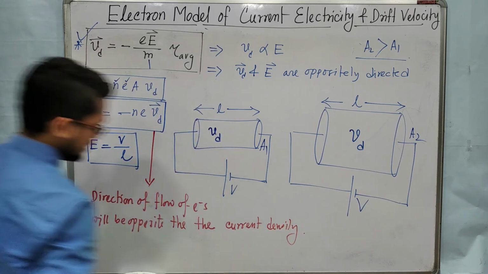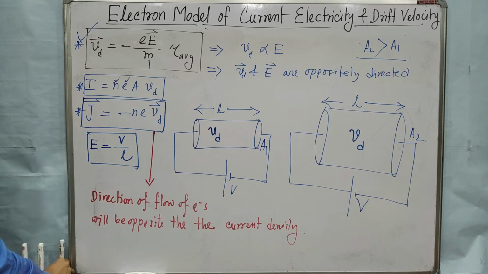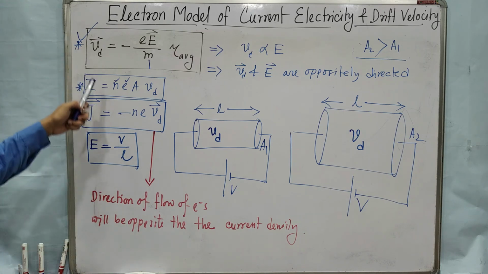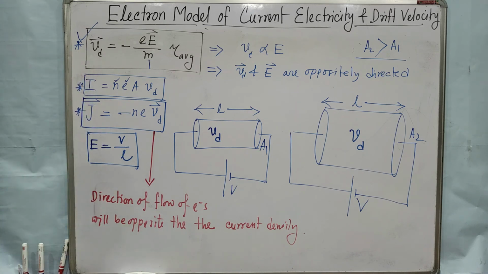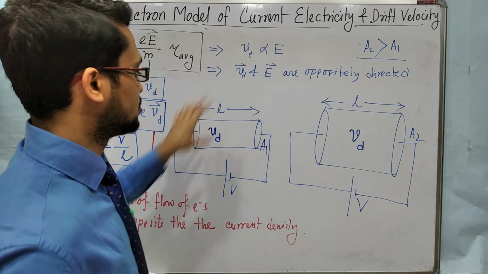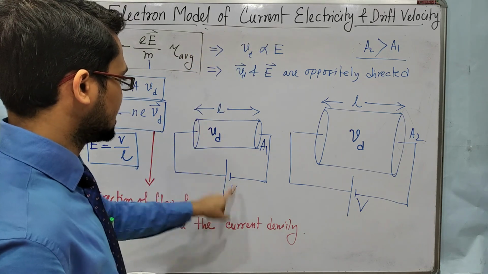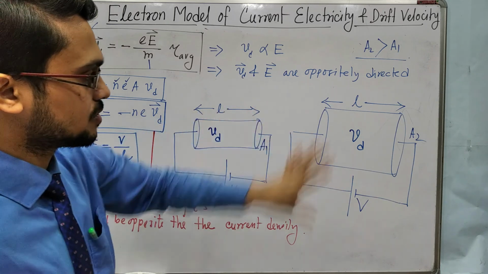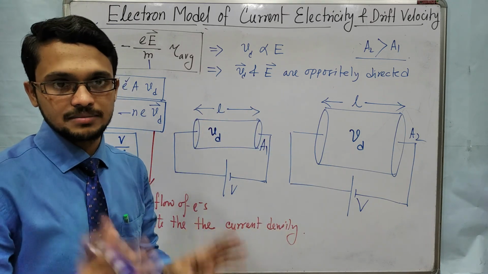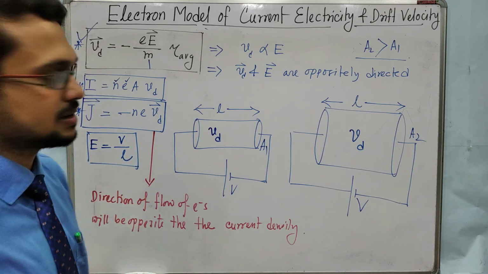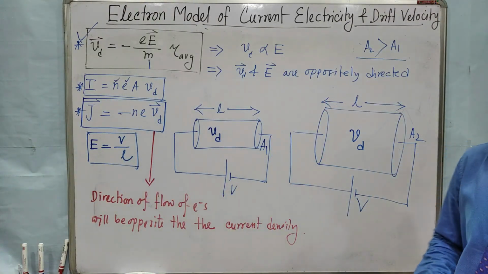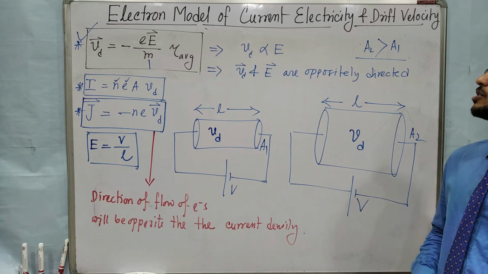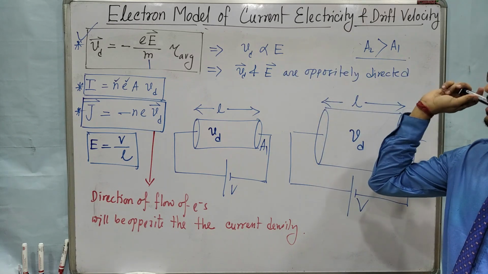These are the different important conclusions from different equations. These are three very important equations, and the derivations are also very important for your board exam. Short questions like Vd related to E, Vd related to the potential difference, and what the drift velocity will be at different cross sectional areas when the area changes for the same current, are very important for your exam. So this is our topic, the electron model of current electricity and drift velocity.